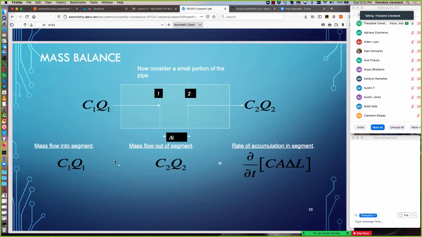We use those ideas with a mass balance in a small portion of the pipe, and we look at the entrance and the exit side, and we can write a mass balance that says the mass flow in is C1Q1, the mass flow out is C2Q2. If Q1 equals Q2, they can be collected. And the rate of accumulation in the segment is concentration times the area times the length of the segment.